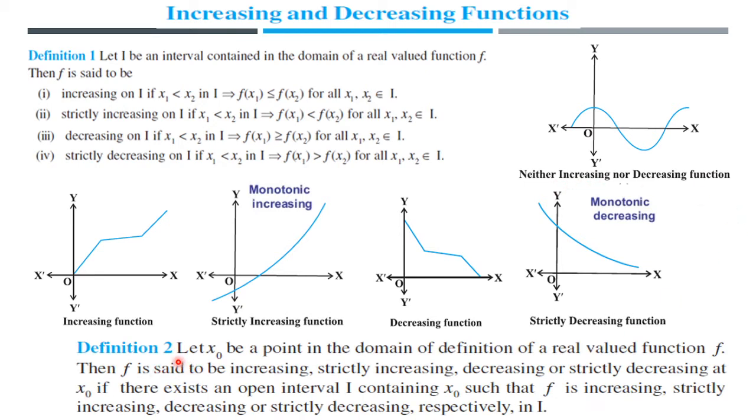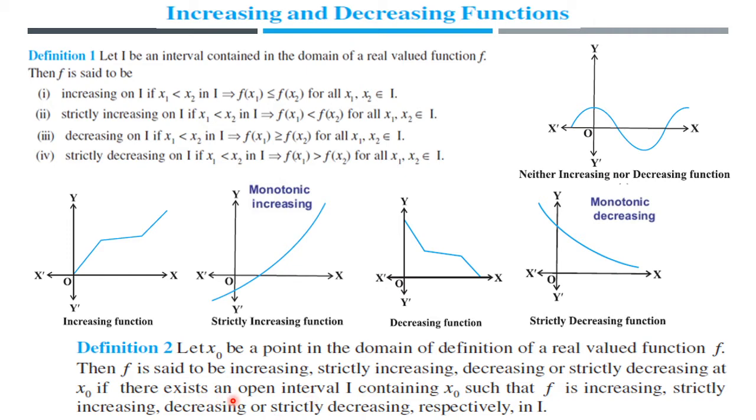Another way, students, another definition: let x naught be a point in the domain of definition of a real valued function f, then f is said to be strictly increasing, decreasing, or strictly decreasing at x naught, that point, if there exists an open interval I. Why are we saying open interval? Because students, we know if we take a closed interval, let's say closed interval [a, b], then a and b will be the end points, and at end points, at sharp points, function is not differentiable.